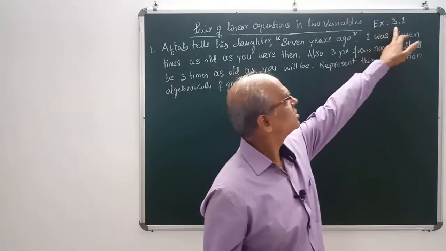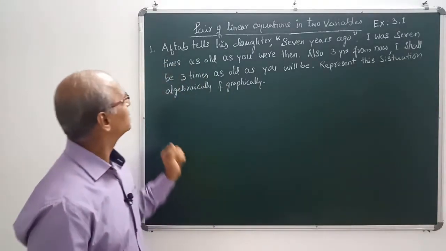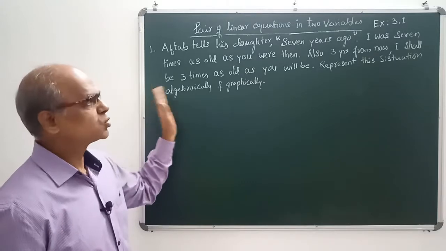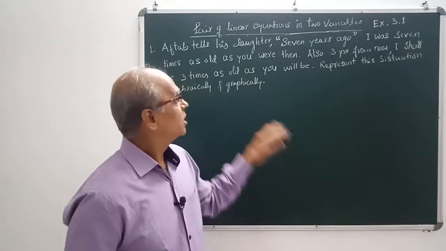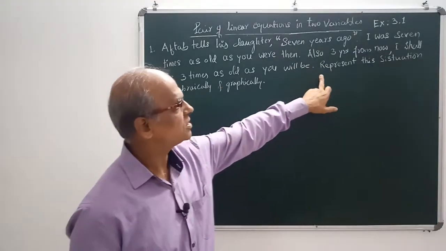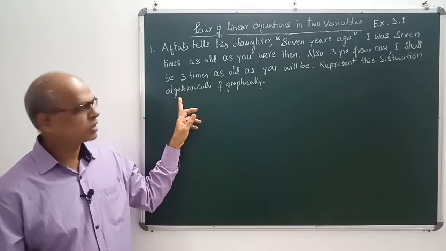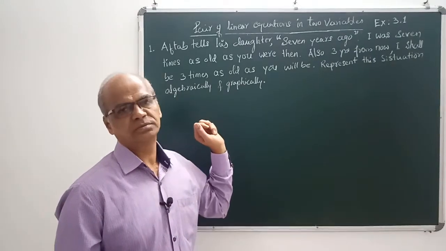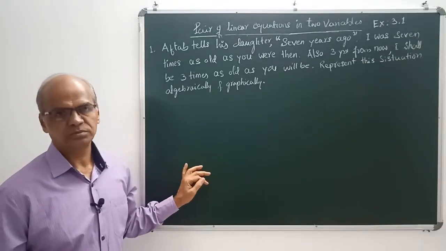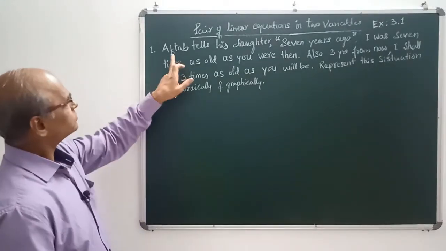So here this is exercise 3.1. Now, exercise 3.1, the first sum, the first situation. The title of the question says: read the situation and represent the situation algebraically, the first point, then graphically. Understood? So all the situations we have to solve, right? Okay, see what the question says here. This is the first situation.